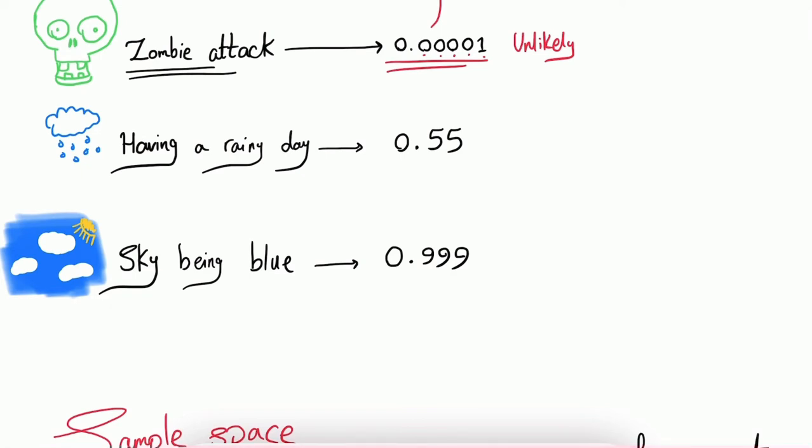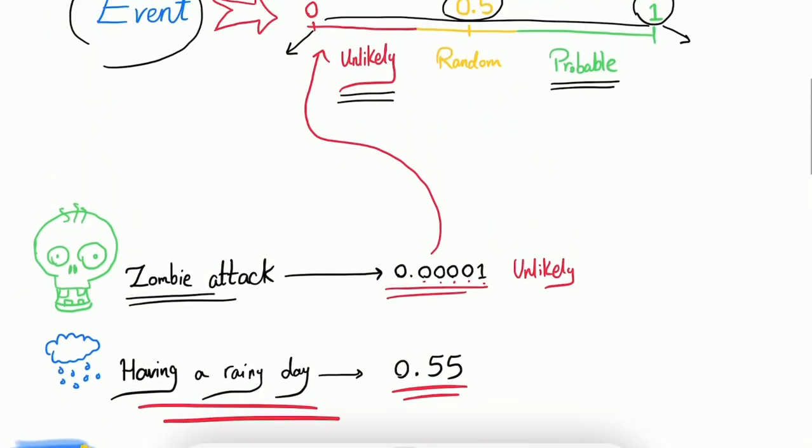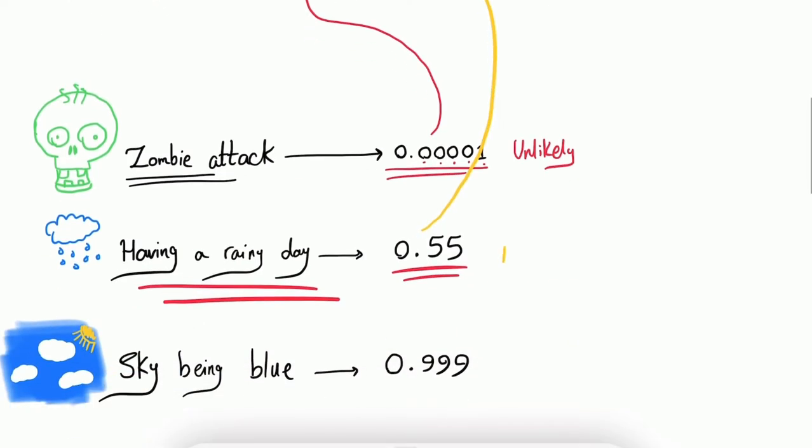For another example, suppose that the weatherman says that the probability of us having a rainy day is 0.55, and as this number is close to 0.5, it falls in the random region. So we conclude that the probability of having a rainy day is nearly random, and we cannot be entirely sure whether we will have a rainy day or we won't have a rainy day.